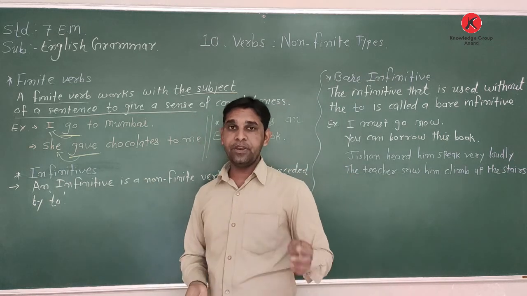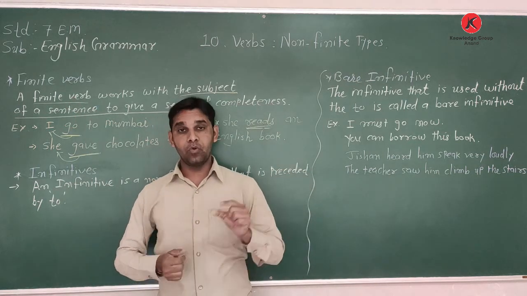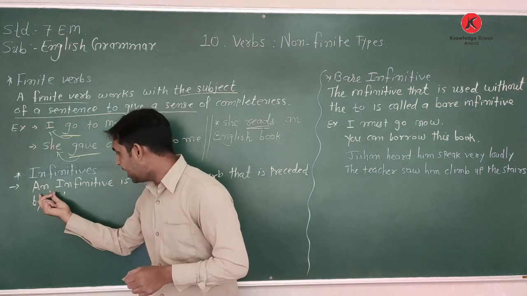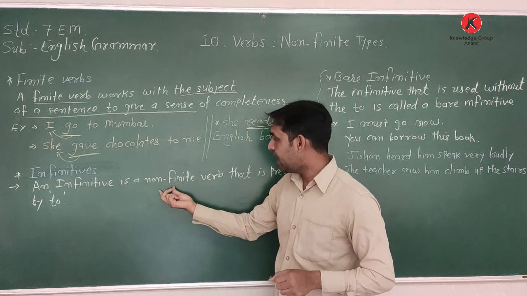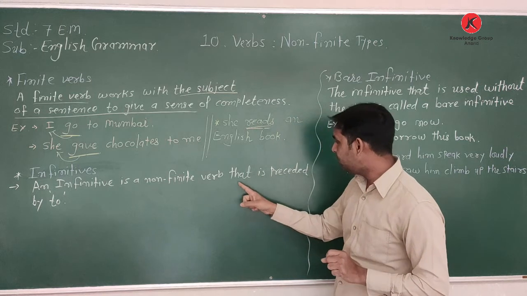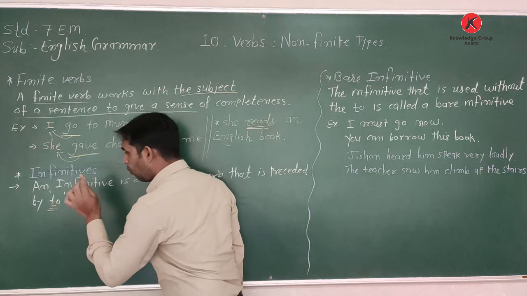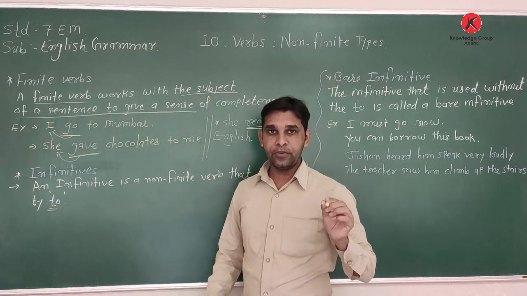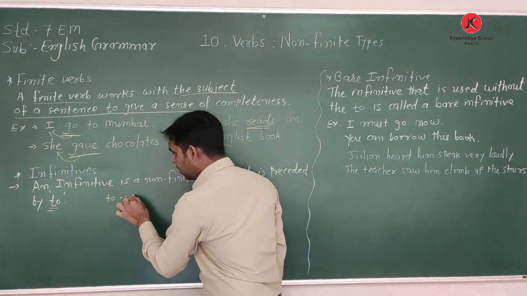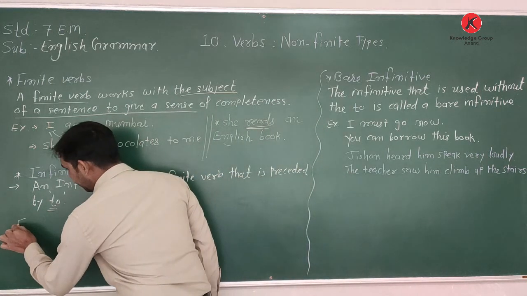Then infinitives, or non-finite verbs. After finite verbs, we come to the non-finite verbs. Non-finite verbs and infinitives are both similar. An infinitive is a non-finite verb that is preceded by to. Preceded by what? Preceded by to. That is called an infinitive. In a sentence, we use this to with the main verb. Look at the example.